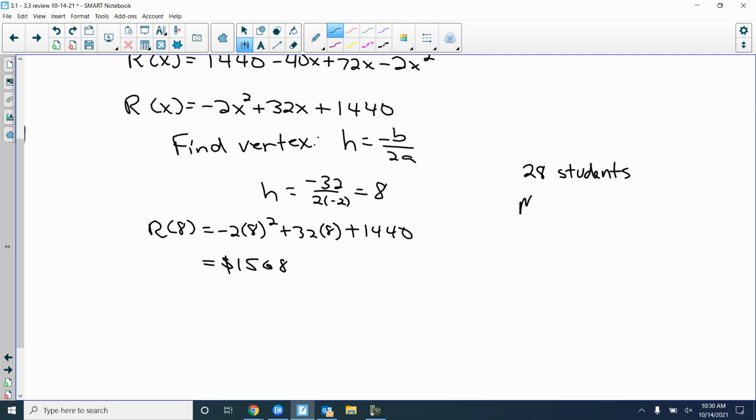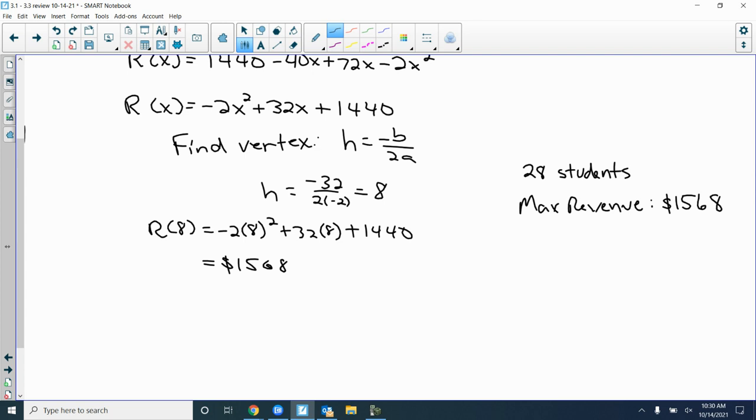Max revenue. Max revenue of 1,568. What would be the cost per student? Okay, it wasn't directly asked, but that's something you should also be able to find.